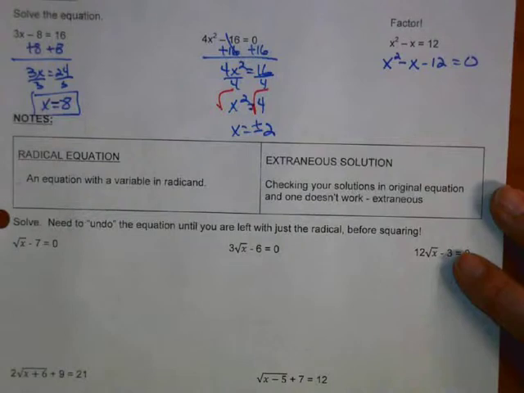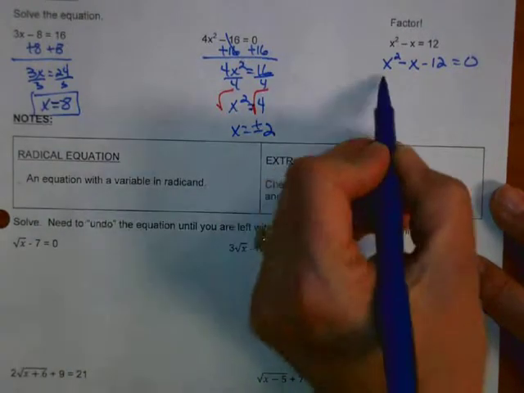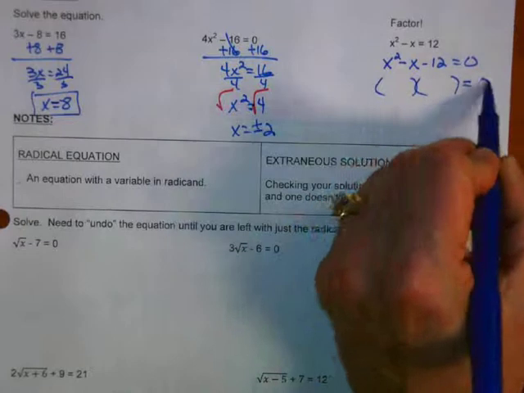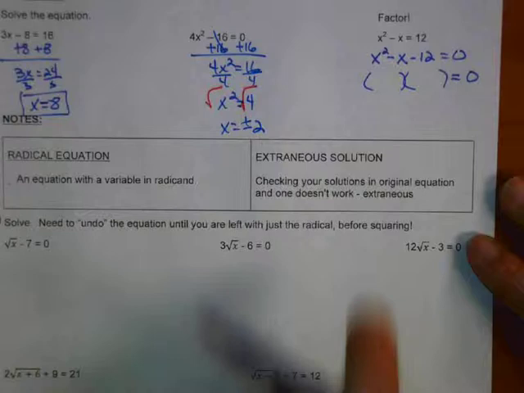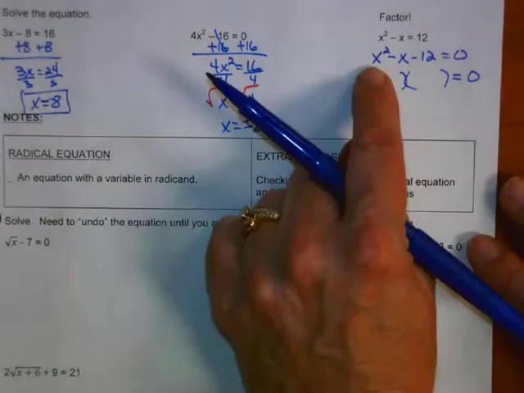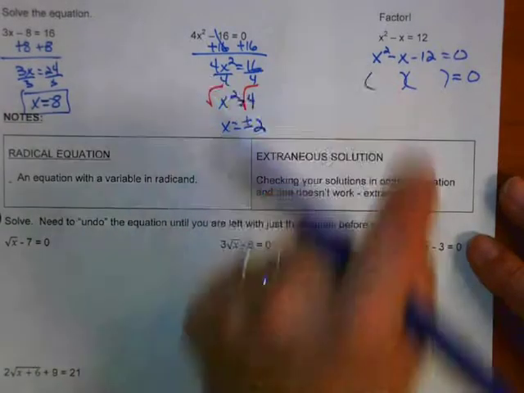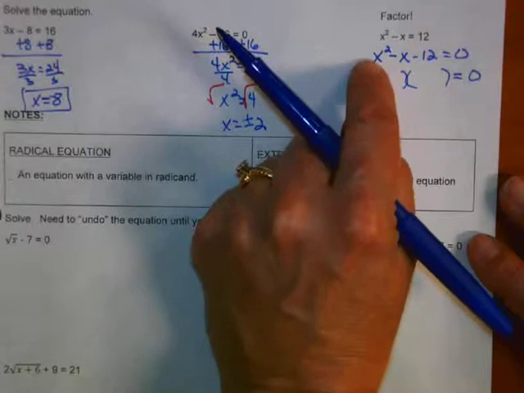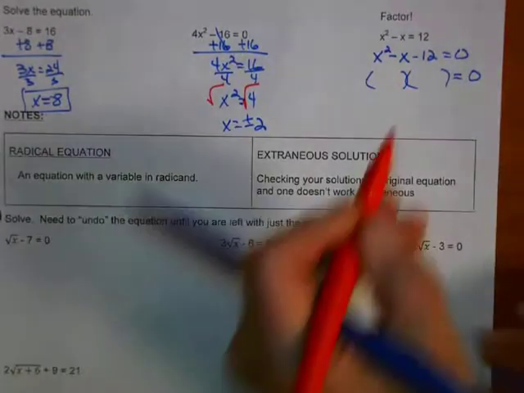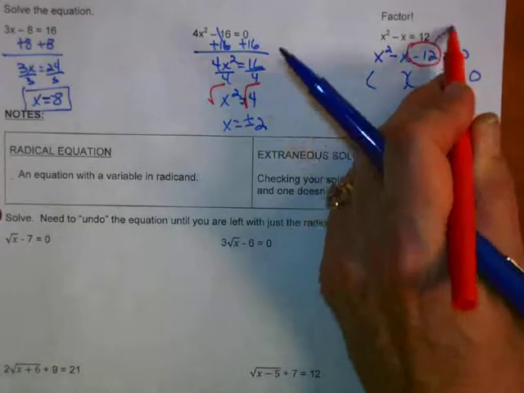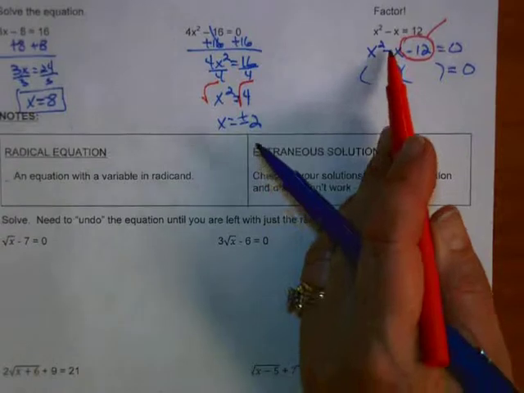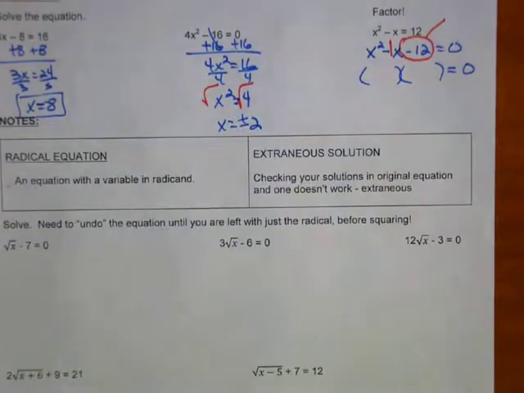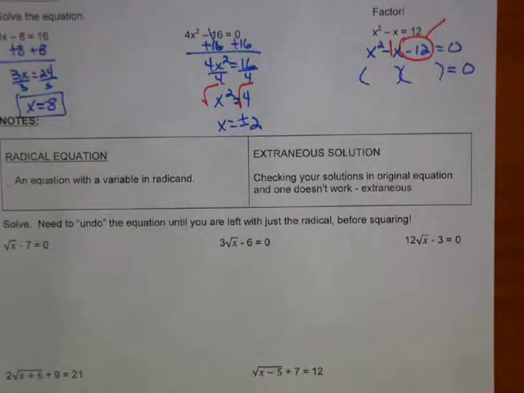Oh, now I have to come up with two binomials. Remember? And then I can figure out what x is. So we did the box and diamond, which you're more than welcome to use. But I think when this is 1 up here, it's really easy just to look at the last term, factors of negative 12 that add to negative 1. Factors of negative 12 that add to negative 1.